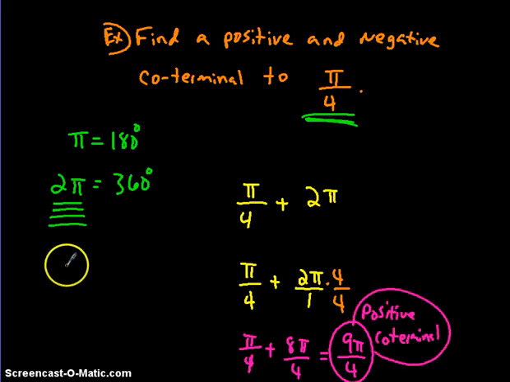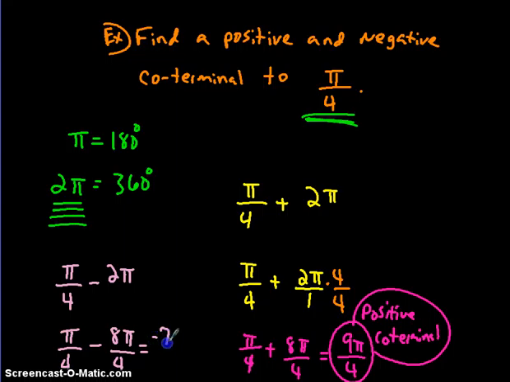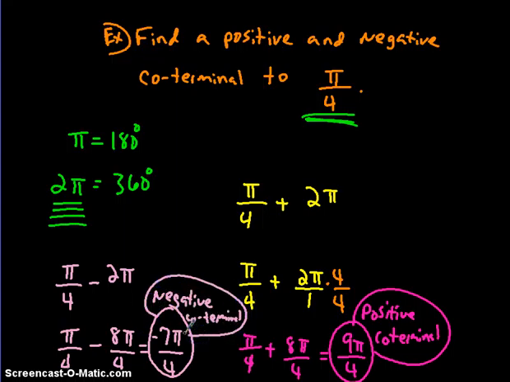If I want to find a negative coterminal to it, I'll still take pi over 4, and instead of adding 2 pi, I'll subtract 2 pi from it, so I get a negative angle. And what we decided was that 2 pi is the same thing as having 8 pi over 4, because that's what it reduces back to. 8 over 4 is a 2 pi. So if I subtracted that, you should wind up having negative 7 pi over 4. So this would be a negative coterminal. So that's a positive version, and this is the negative version of that exact same angle. So pi over 4 is equivalent to this, and is also coterminal or equivalent to that angle.